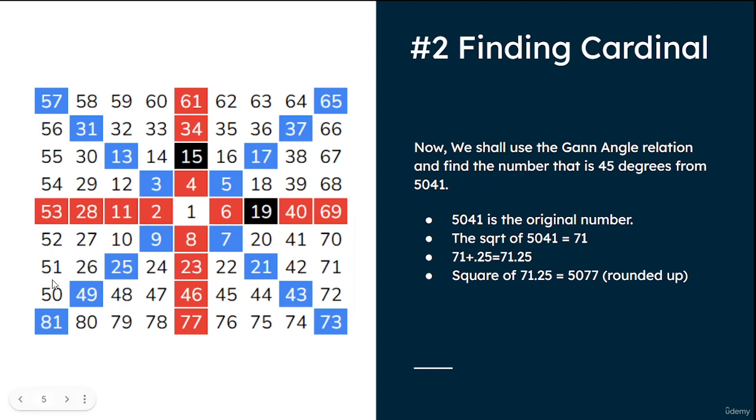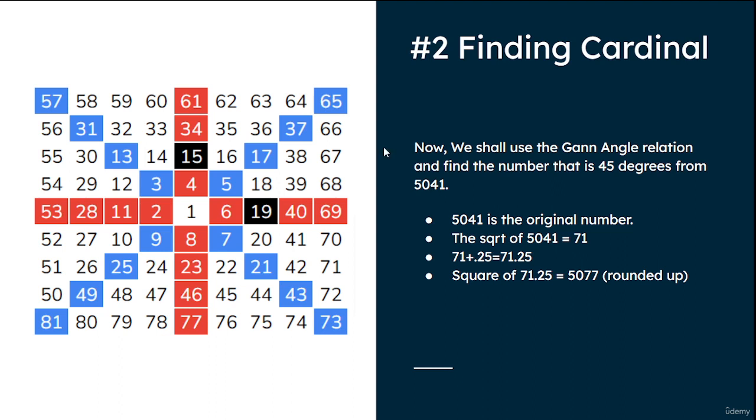For 45 degrees, if you remember, for 360 degrees, when we did the calculation for 34 to 11, we did a minus of 2. Now as we are moving forward 45 degrees, we are adding 0.25. So 71.25, and we square it and then round it up. So 5077 will lie on this red cross. So this is either a support or a resistance number. We can call it pivot points. Now if our stock's value is above the pivot point, the pivot point will be called support. If our stock's number is below the pivot point, it will be called resistance.